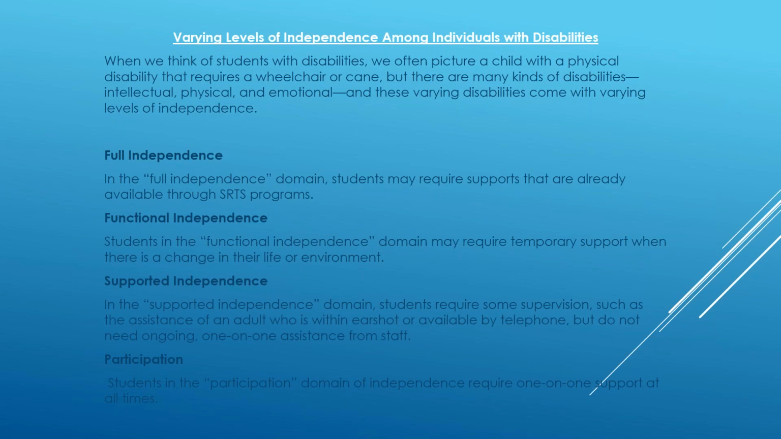Somebody may require a lot of dependence and support in their life to take care of their personal needs because of a great physical challenge, but intellectually they can make all the decisions for themselves, and they have a very independent way about them in traveling and making their decisions. So the domain of physical, emotional, and intellectual can vary what full independence, functional independence, support independence, and participation look like. Quick definitions: full independence are individuals who need little support.